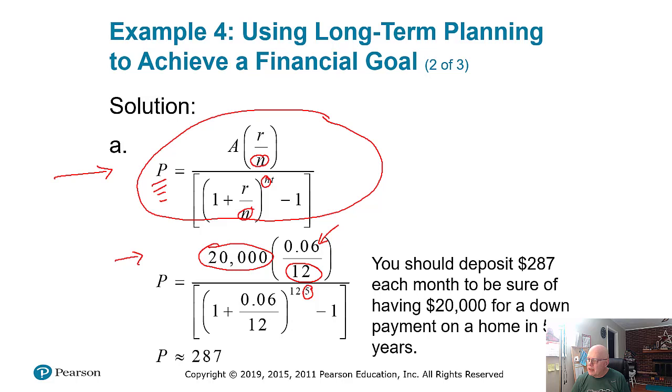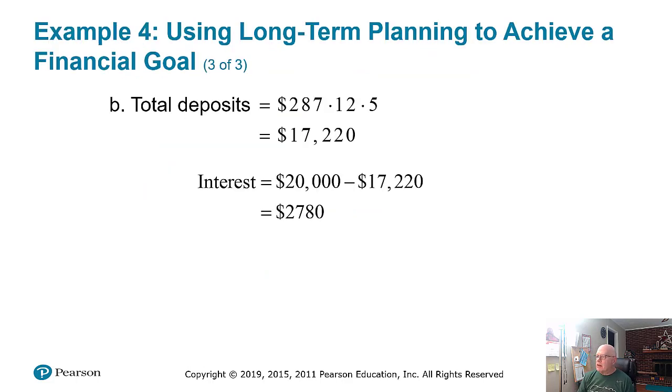Put that all in, and what you find out is that if you put $287 aside at the end of each month for 5 years, you'll have that down payment on a home. $20,000 worth of down payment. So you got that $20,000, this is how much you had to put aside in payments over those 5 years. Now, if you subtract that from the $20,000 you ended up with, that's how much interest you got over the 5 years.